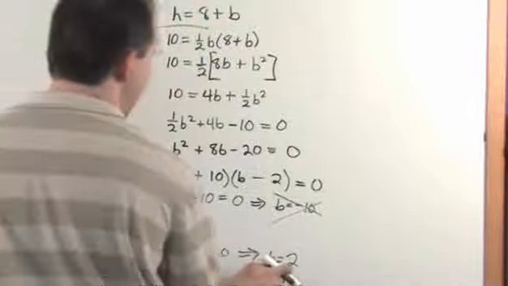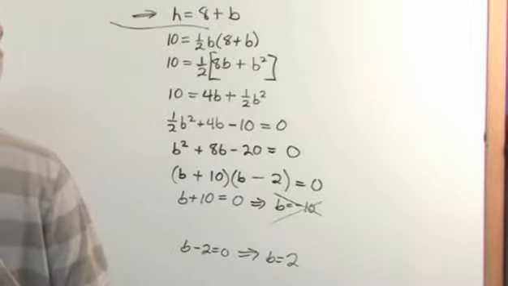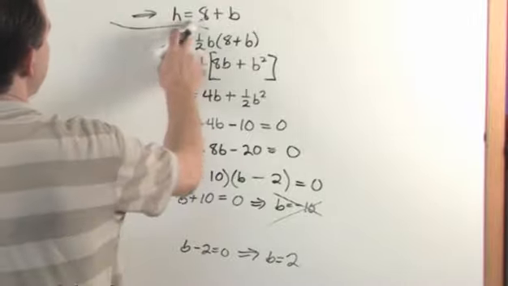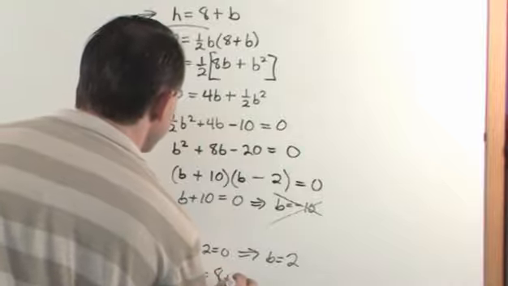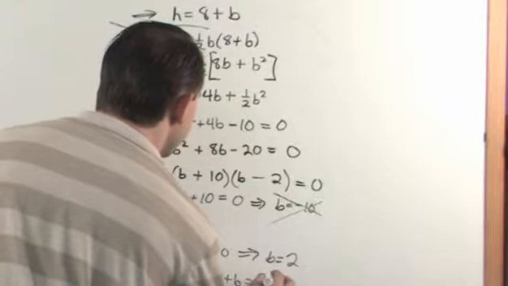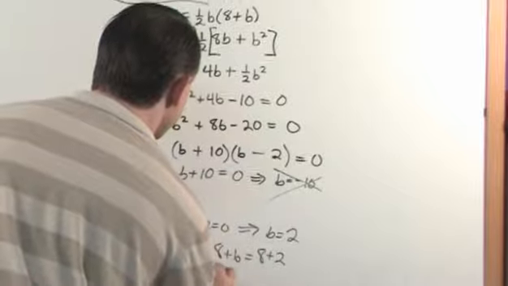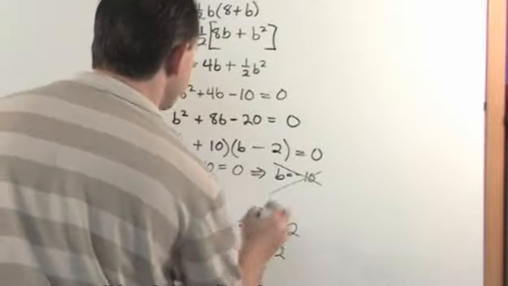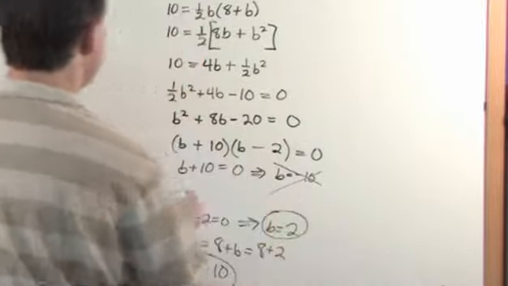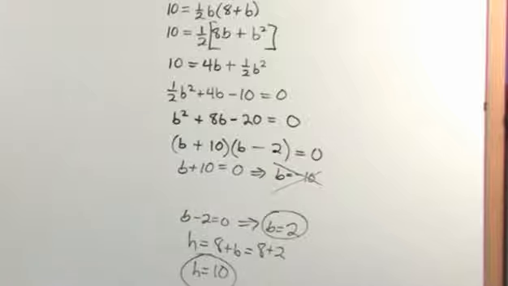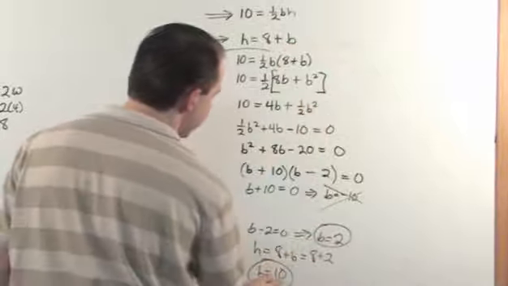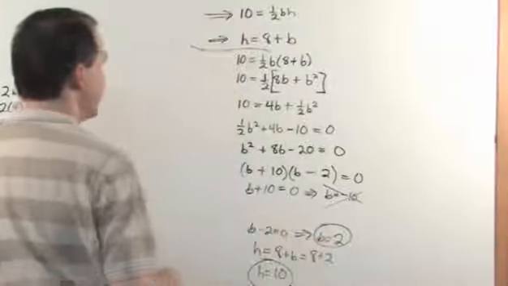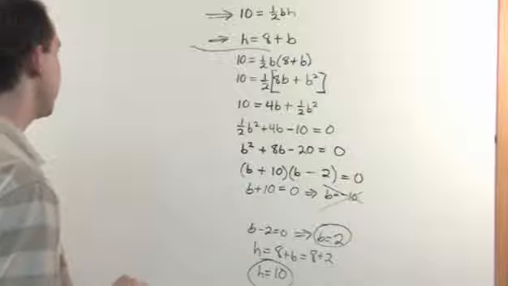So the only one that we really have is b is equal to 2, and to find h, you go back up to your equation for h. h is equal to 8 plus b, which is equal to 8 plus 2, so h is equal to 10. So h was equal to 10, and b is equal to 2. And let's just check our work and see if we're right. First, is the height 8 more than the base? Yes, the height is 10, it's 8 more than the base, yes. And let's now calculate the area.